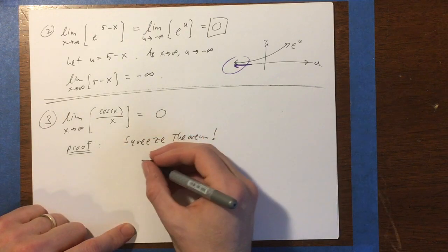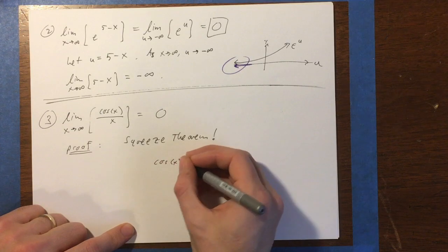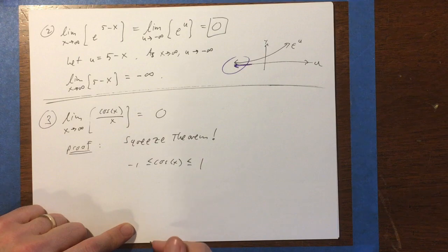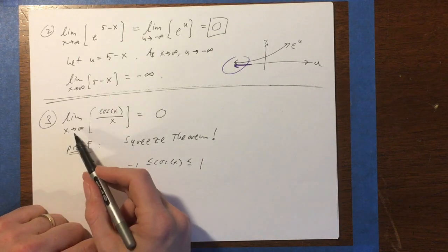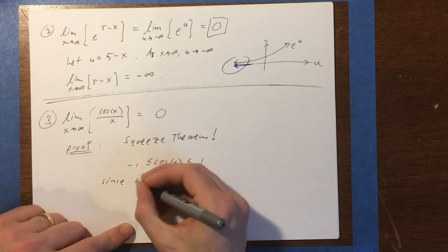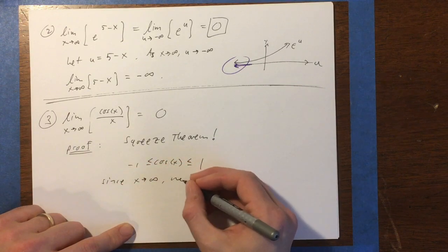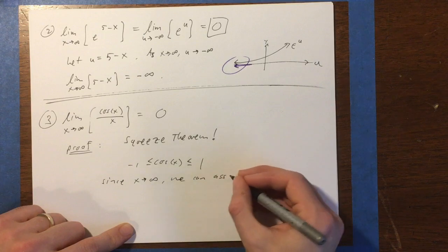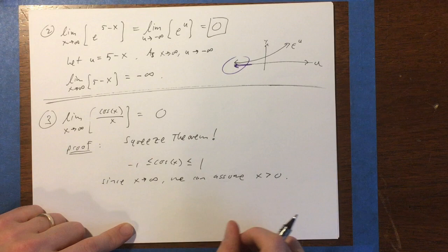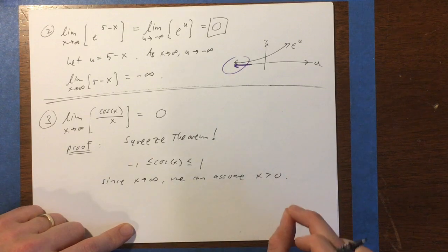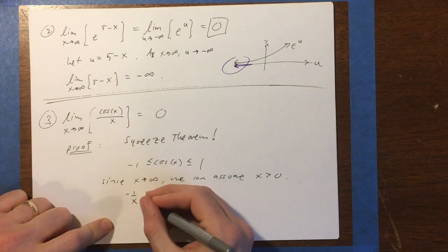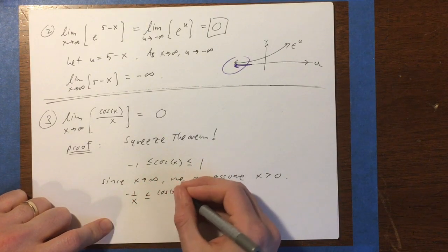Well, here's what we know for sure. We know that cosine of x is bounded between -1 and 1, right? That's how you start a Squeeze Theorem. And then what we can do is say, well, x is approaching positive infinity. So, since x is approaching positive infinity, we can assume that x will be a positive number. We only care about very large positive numbers. So in particular, x is positive, which means it's not 0 and it's not negative. So that means I can divide everything by x and get the following inequality.